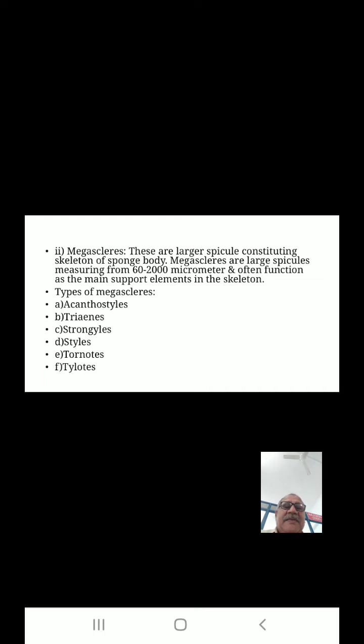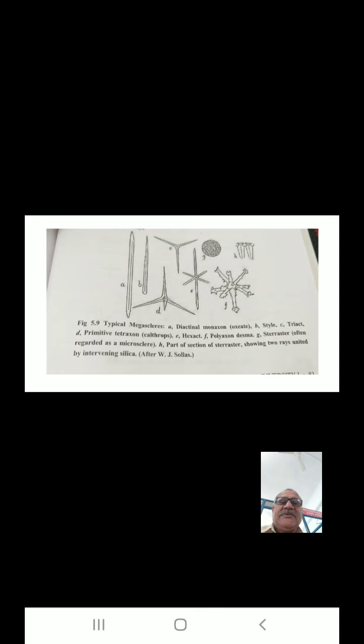These are larger spicules constituting the skeleton of the sponge body. Megascleres are large spicules measuring from 60 to 2000 micrometers and function as the main support elements in the skeleton. Types of megascleres: acanthostyles, triaenes, strongyles, styles, tornotes, tylotes. These are the different types of megascleres shown in the diagrams.